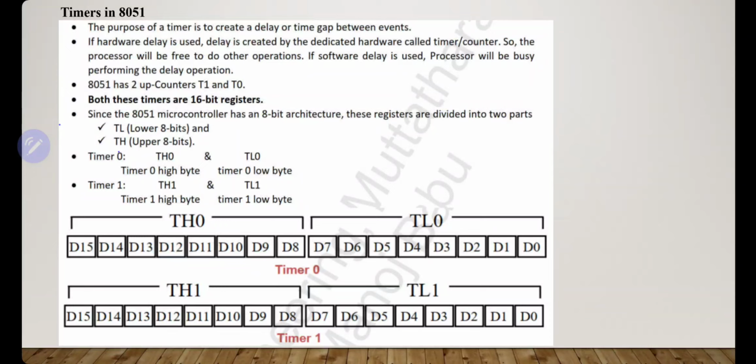Today we are studying about timers in 8051. The purpose of a timer is to create a delay or time gap between events. So this is the function of a timer: producing a delay or time gap between some events.